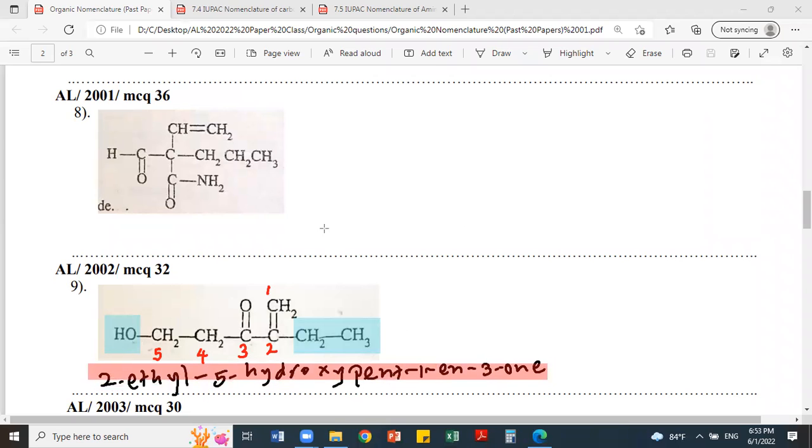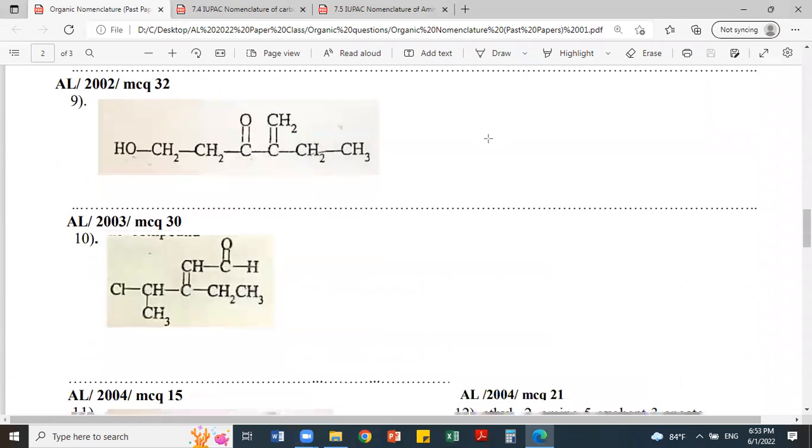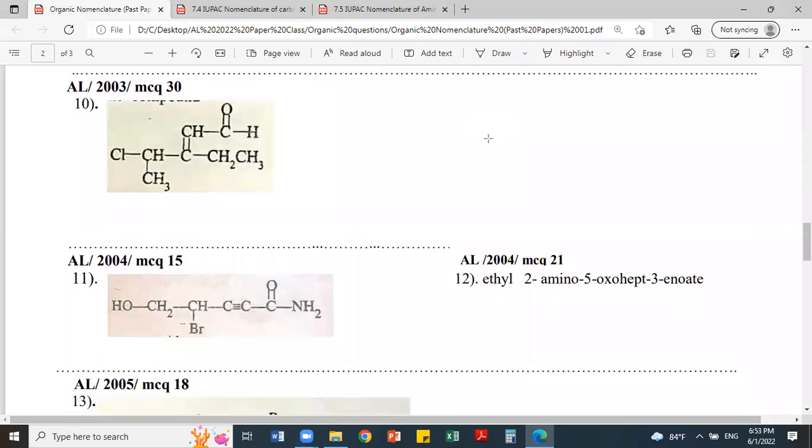Then number 10, can you try now? Next one. Shall I read this? Okay, 10th one, can you try alone? When you're done, post the answer on chat.